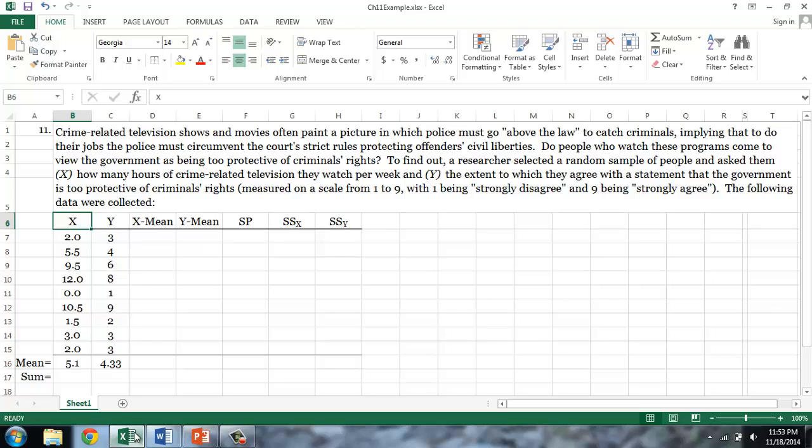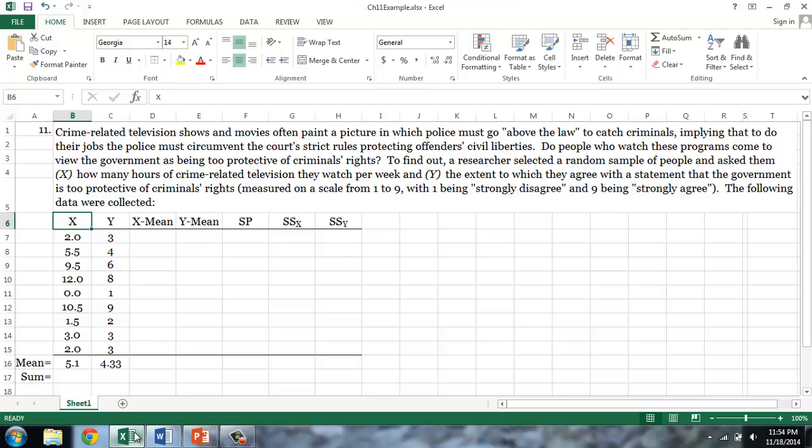movies often paint a picture in which police must go above the law to catch criminals, implying that to do their jobs, the police must circumvent the court's strict rules protecting offenders' civil liberties. Do people who watch these programs come to view the government as being too protective of criminals' rights?